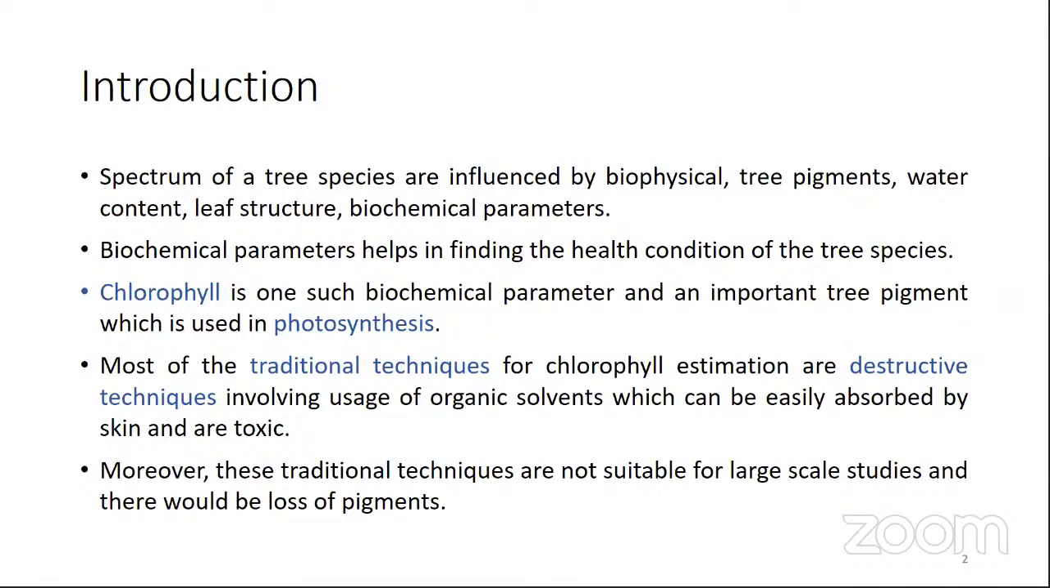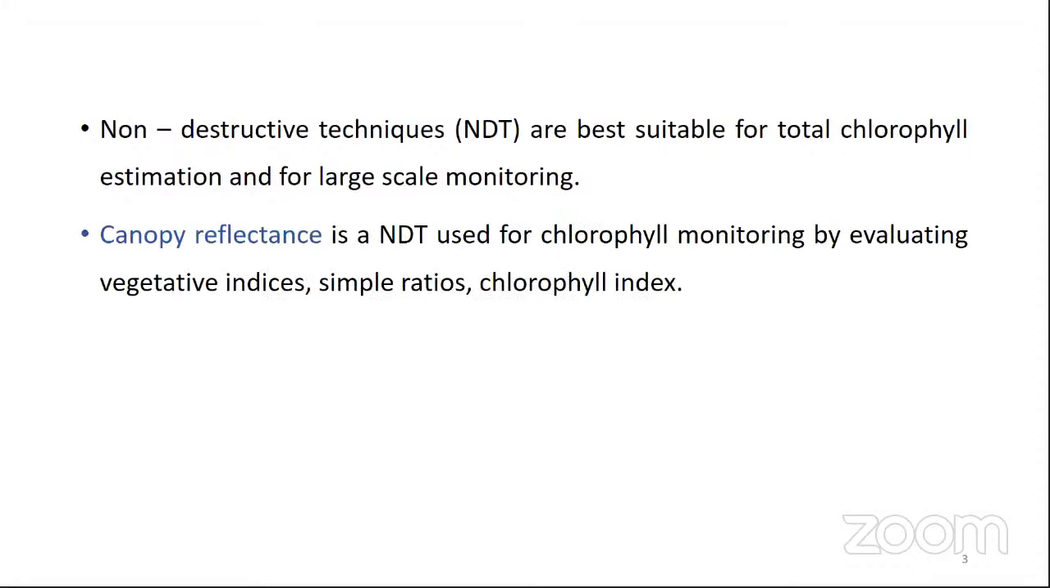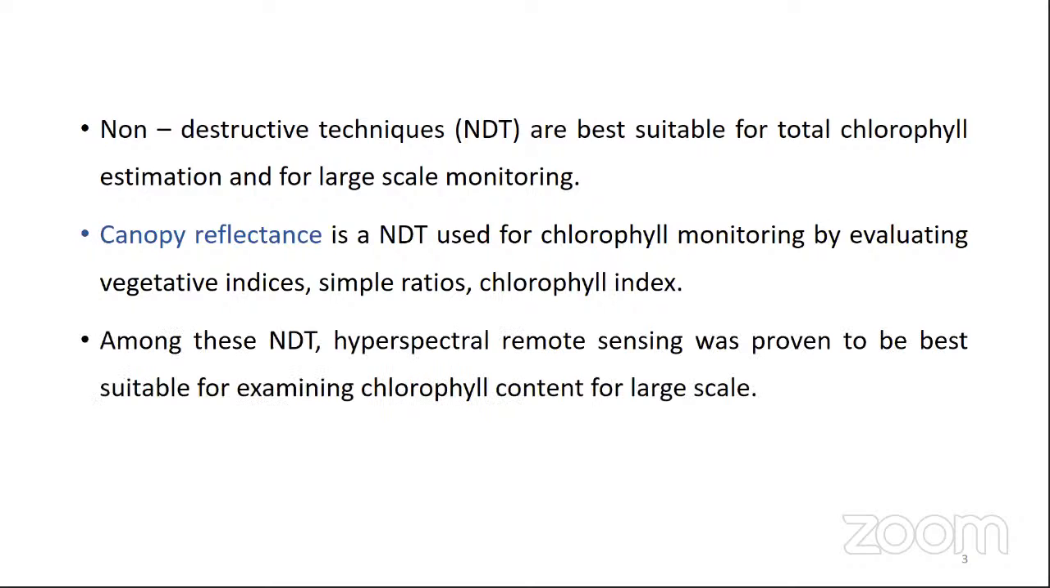Moreover, these traditional techniques are not suitable for large scale studies, and there would be loss of pigments. So traditional techniques for chlorophyll estimation are mostly toxic, destructive, and cannot be used for large scale studies. Non-destructive techniques are best suited for chlorophyll estimation. Canopy reflectance is one such non-destructive technique used for chlorophyll monitoring. It can be done by evaluating vegetative indices, simple ratios, and chlorophyll index. Among these non-destructive techniques, hyperspectral remote sensing was proven to be best suited for examining chlorophyll content for large scale studies.